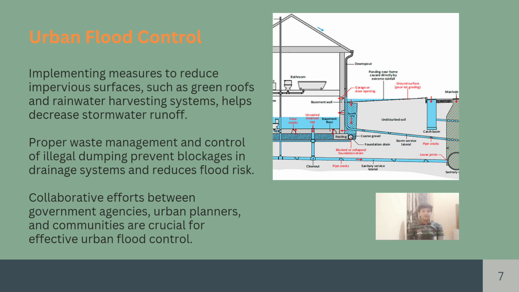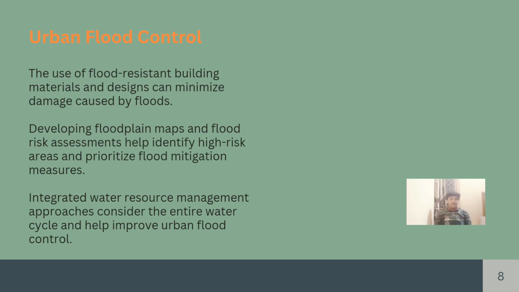Collaborative efforts between government agencies, urban planners, and communities are crucial for effective urban flood control. The use of flood-resistant building materials and designs can minimize damage caused by floods. Developing floodplain maps and flood risk assessments helps identify high-risk areas and prioritize flood mitigation measures.